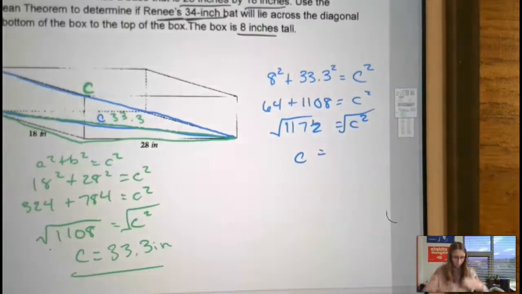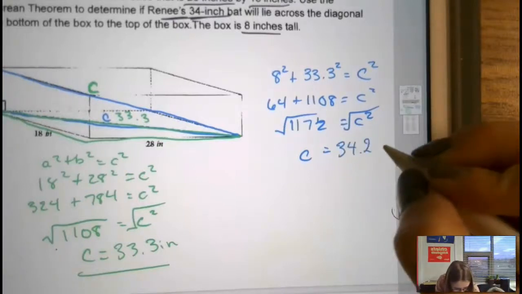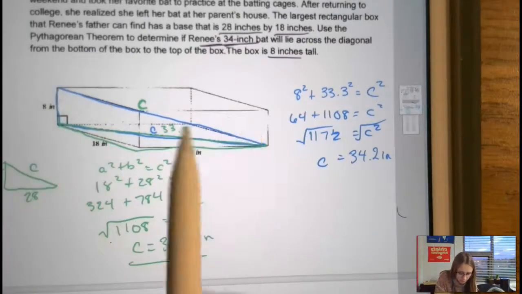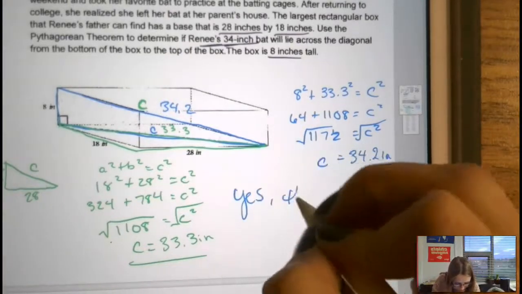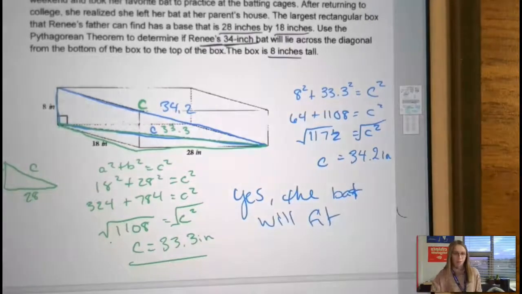And then c, so that ultimate diagonal that we're trying to figure out, is 34.2 inches. Alright, so we aren't done because they asked us a question of, can her 34-inch bat fit in that diagonal? So if this diagonal distance is 34.2 inches and her bat's only 34 inches, yes, the bat will fit. Barely though, just by a few inches it'll fit. But since that bat is less than that distance, it will fit in that box.